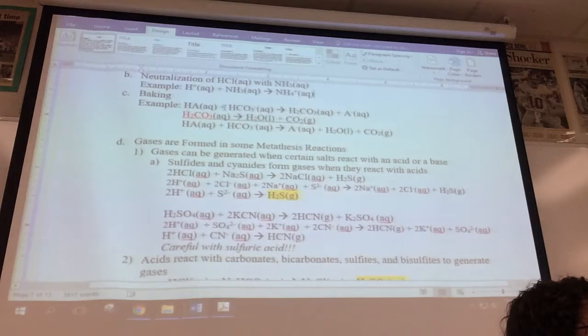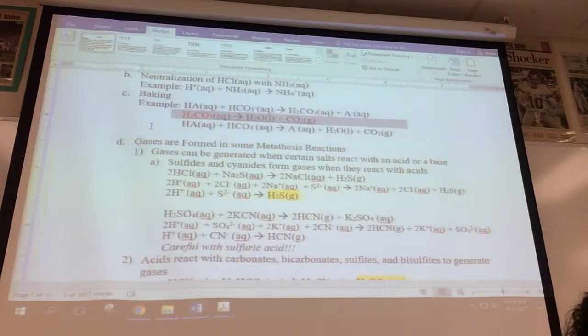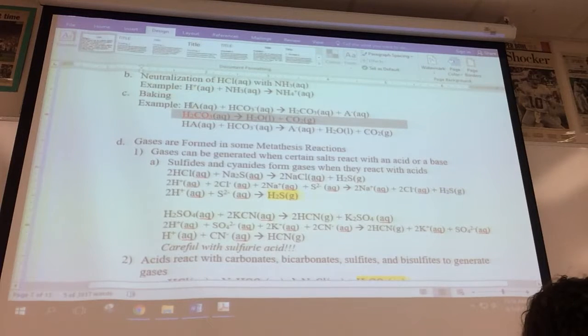Another example is with baking, and many of you have played with vinegar and baking soda and you know it bubbles up, you're generating carbon dioxide. Well, the first substance that's actually generated is carbonic acid, but carbonic acid decomposes rapidly to water and carbon dioxide gas, and that's the bubbling that you see. What is A? A could be any acid. Yeah, just a generic notation.